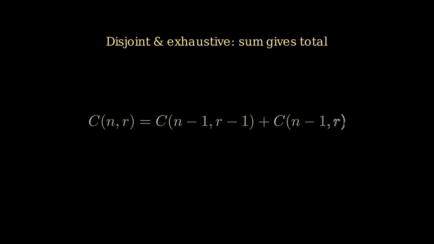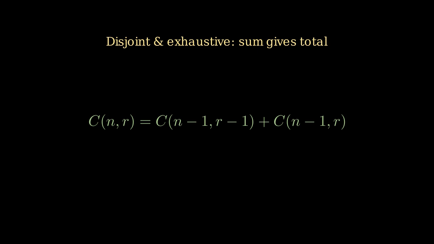Since these two categories are disjoint, no subset can be in both, and exhaustive, every subset falls into one or the other, the total count is simply the sum of the two. C of n, r equals C of n minus 1, r minus 1 plus C of n minus 1, r.